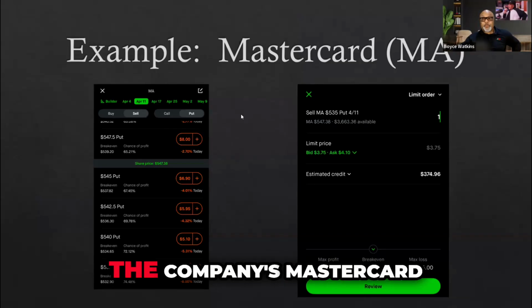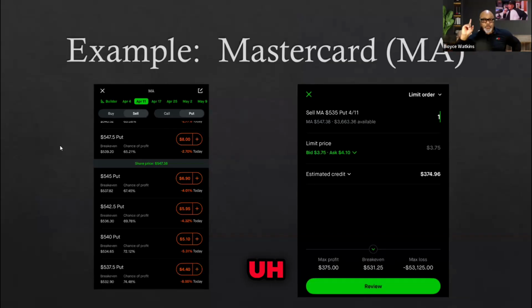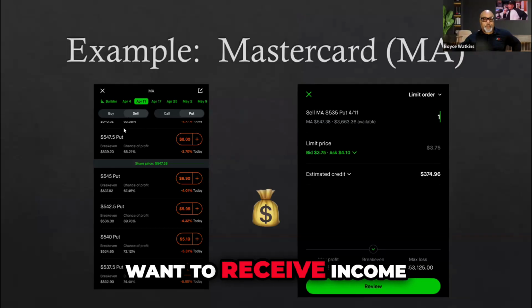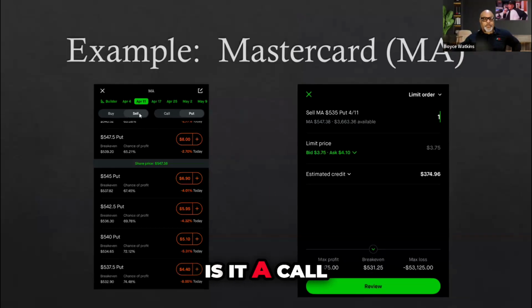Remember the five things you need to know about an option. What company is it? Well, the company is Mastercard. Are you a buyer or are you a seller? I'm a seller, so I'm clicking sell right here because I want to receive income, so I'm selling something. Is it a call or is it a put? I'm going to sell a put. I could sell a call, but I'm going to sell a put. So I got 3 out of 5 down.